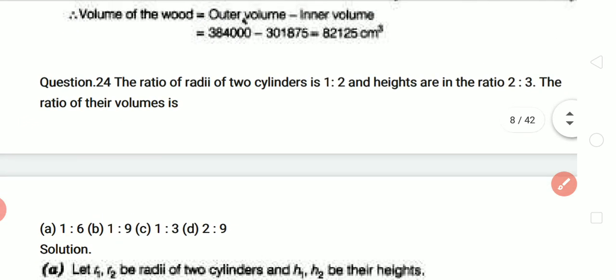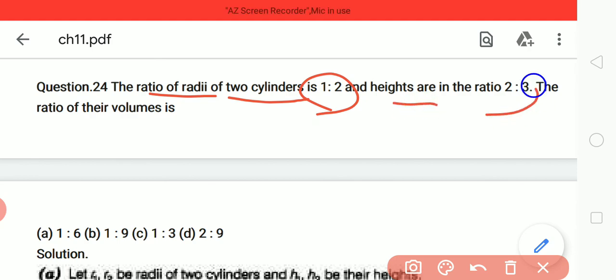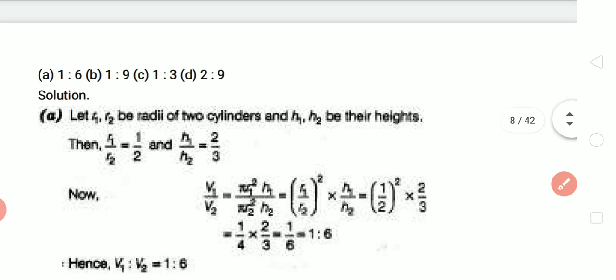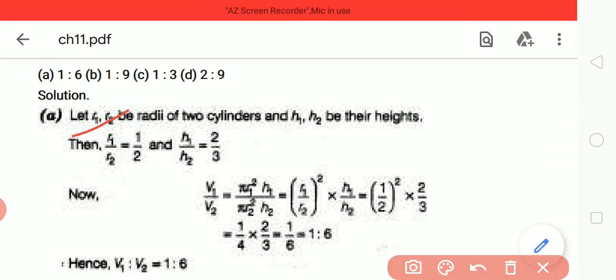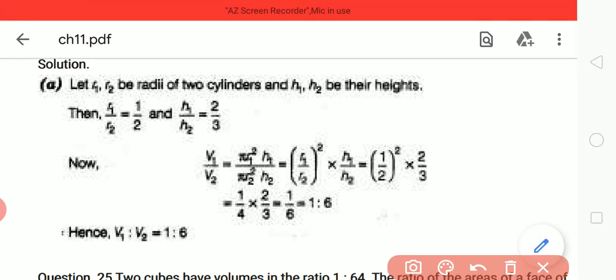Come to the 24th question. The ratio of the radii of two cylinders is 1:2 and the ratio of heights is 2:3. Then what is the ratio of their volumes? So you can take the ratio of the radii R1 by R2, that is 1/2. The ratio of the heights H1 and H2 is 2:3. Now the ratio of the volumes you can find by V1 by V2, that is pi R1 square H1 over pi R2 square H2.